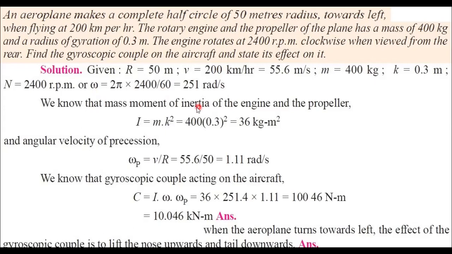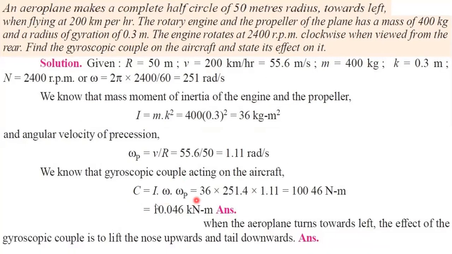We know that the mass moment of inertia of the engine and propeller, that is I, is equal to mk square. Mass you know, k you know, substitute the value. You will get it in kg meter square. Unit is very, very important. Omega p is the angular velocity of precession, so V divided by R. V is velocity, R is the radius of curvature. Substitute the value and get it in radian per second. Finally, determine the gyroscopic couple on the aircraft. C is the gyroscopic couple, so I into omega into omega p. Omega value you know, I value you know, omega p you know. Substitute all the values and get it in kilonewton meter.